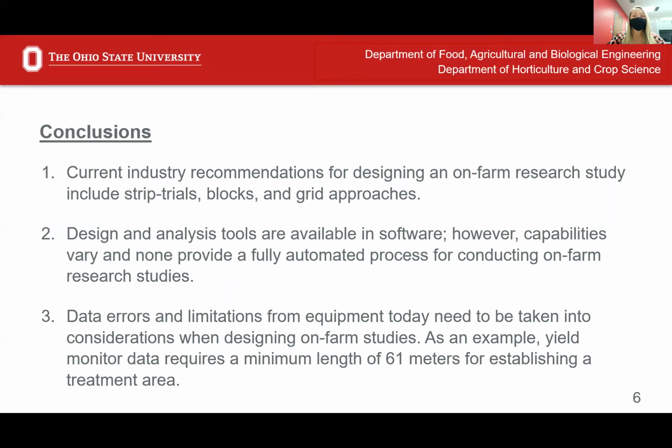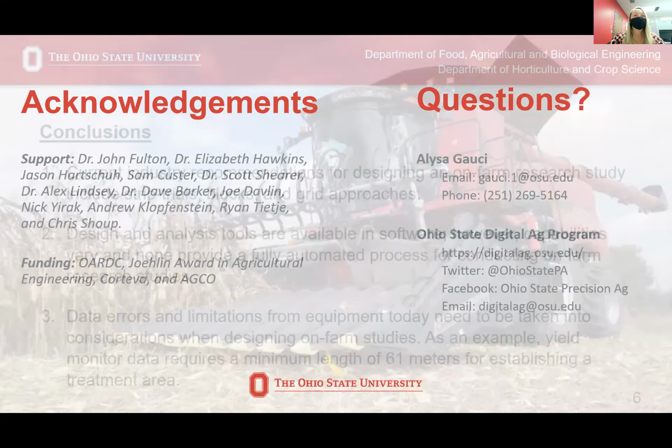To summarize, on-farm research is growing globally, but it's important for researchers to understand industry software capabilities coupled with farm data limitations to properly design meaningful on-farm studies. This will only be possible when more research studies are being conducted that focus on understanding these limitations.